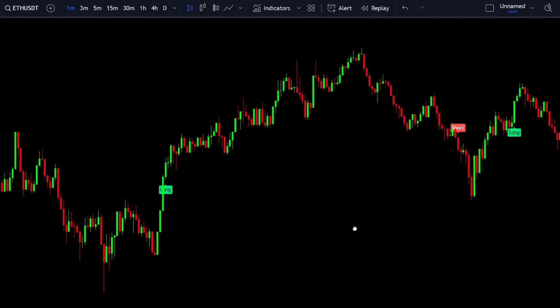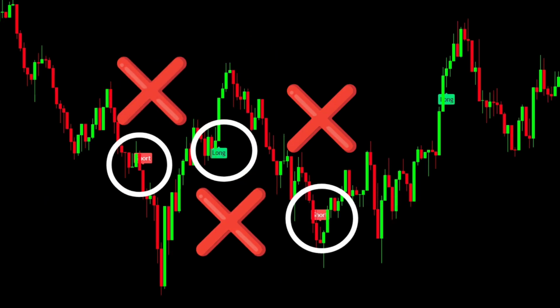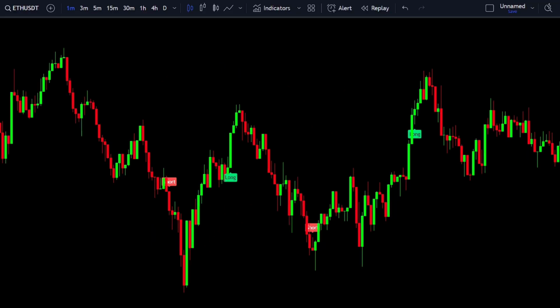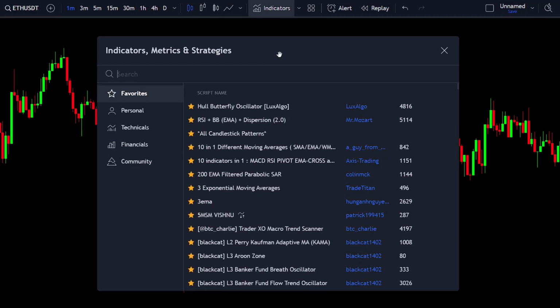Before we dive into the second indicator, keep in mind that while the Twin Range Filter is great at giving signals, no indicator is perfect. Sometimes it might give signals that go against the trend, leading to losses. That's why we'll introduce another indicator that complements the Twin Range Filter, helping to avoid those bad signals.